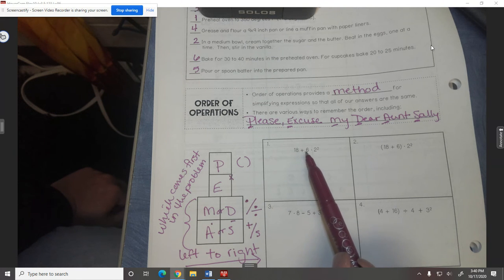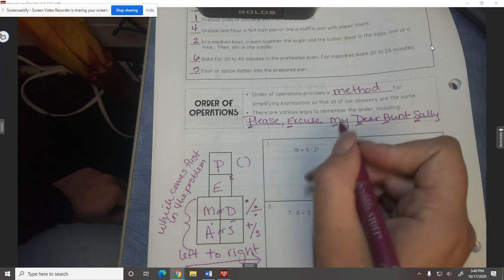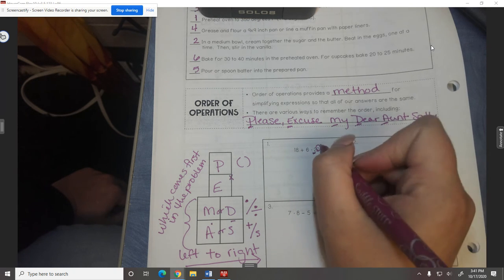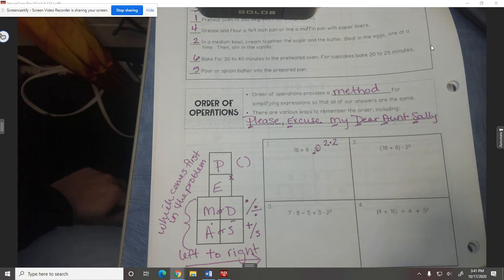So we have 8 plus 6 times 2 squared, 2 to the second power. And remember, as a review, that this is our base. That tells us what number we're multiplying by, and this tells us how many times we're multiplying it. So we've got the number 2, and we're multiplying it 2 times.